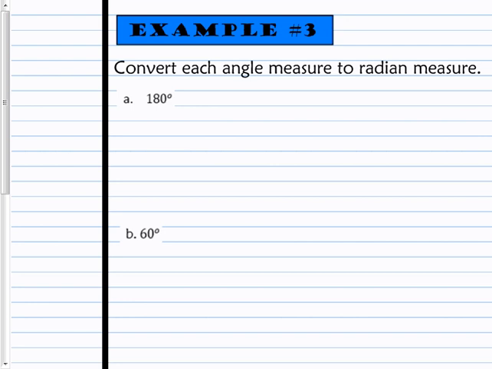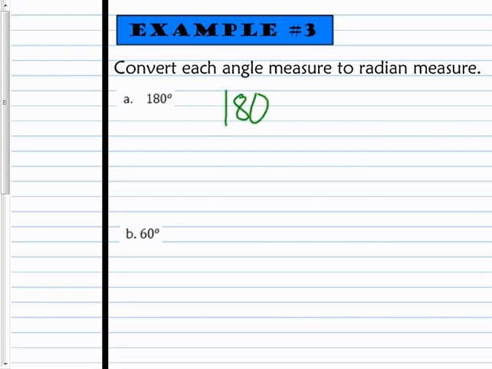So we'll do a couple of examples. Example 3, letter A. Convert each angle measure to radian measure. So I have 180 degrees. Oh my goodness, not 18.